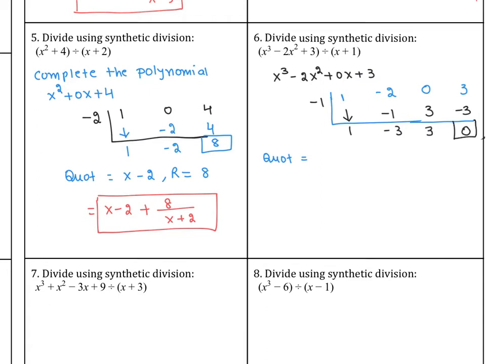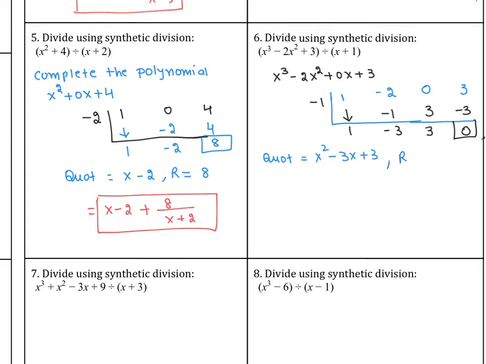Remainder came out 0 this time. Whenever remainder comes out 0, it means that it's dividing. X plus 1 is dividing this polynomial completely because the remainder is 0. Quotient, same thing. You're going to write the quotient as x squared minus 3x plus 3 because it's going to start from 1 degree less than 3. So x squared, and then negative 3x plus 3, that's the quotient.